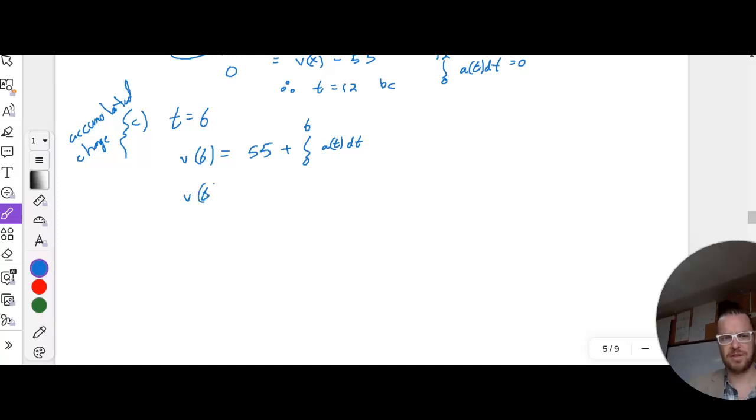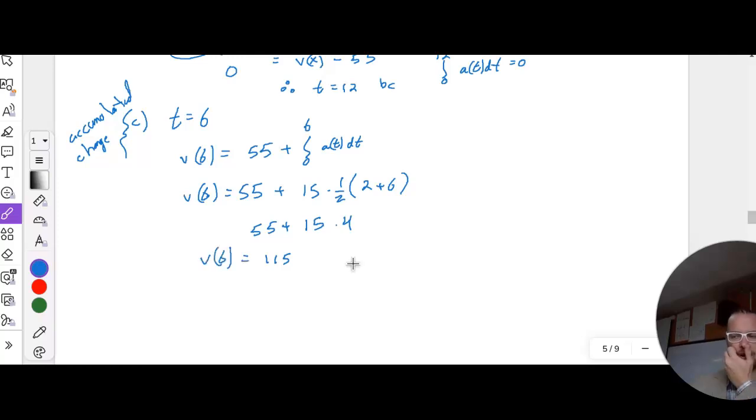All right, so that's going to be 55 plus our total height was 15, or our base, times 1/2 times the average of the two lengths, which will be 2 plus 6. And so we're going to get, let's see, 8 plus 8, 4. So that'll be 55 plus that, which is going to be, that's 60. So that's, sorry, 115, not 105. So v of 6, therefore, is going to be 115.